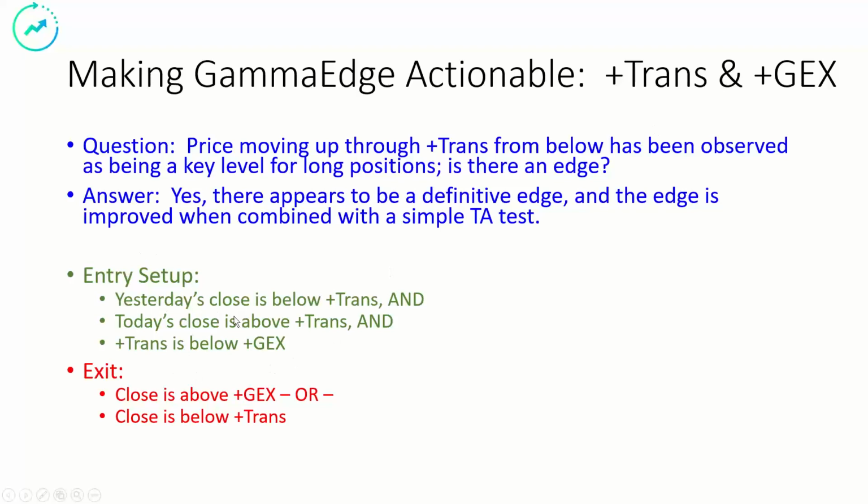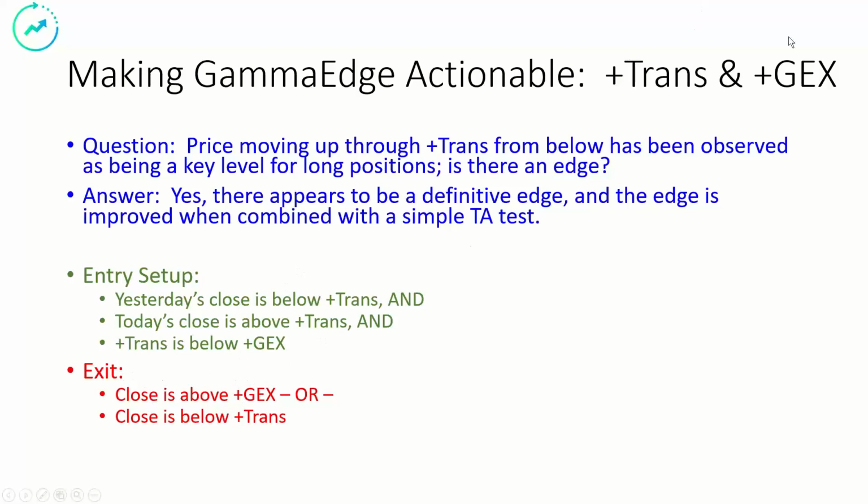So the entry setup is really straightforward. It's looking at yesterday's close, and we just want to make sure that's below the positive transition level. And today's close is above the positive trans, and we want to make sure that positive trans is below positive gamma exposure. This is a fairly straightforward approach. You can do this at the end of the day. The data that is presented to you and as tested here, as you'll see, actually has you entering at the open of the next morning. So we're in pretty good shape there.